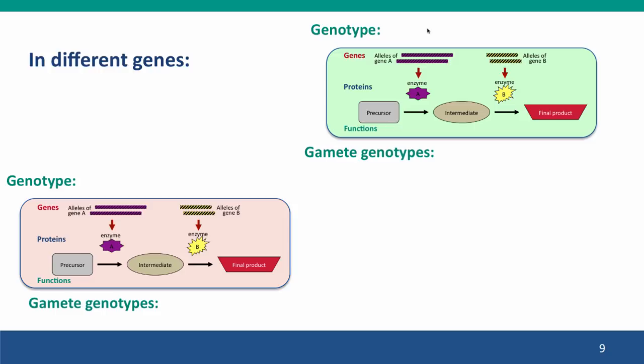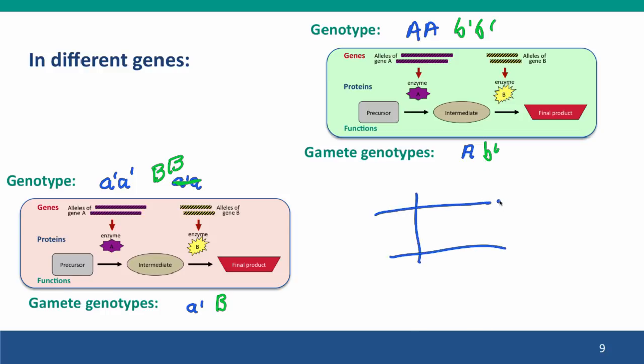Because our plants are homozygous, A1A1 and B1B1, they're only going to produce one kind of gamete. This plant is going to produce, let's see, B1, just to keep my colors straight, A1. They're only going to produce one kind of gamete, so our mating square is just going to have one box in it. And our offspring are going to be big A, little A1, big B, little B1.